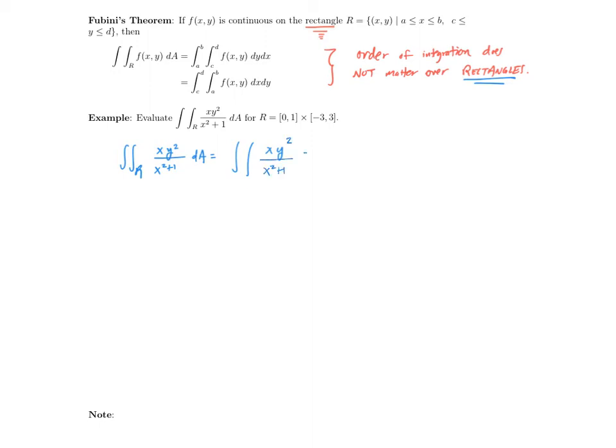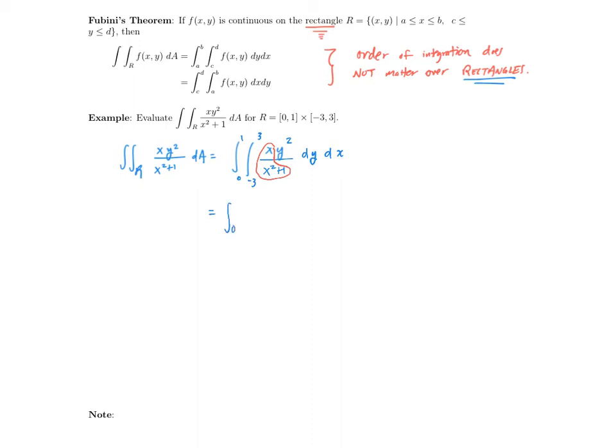And arguably in this case, I think it's probably equal difficulty. But one thing I would observe is that there's only a single y squared present, and with respect to y, we could really treat that x over x squared plus 1 as a constant. So it may be marginally simpler to first integrate with respect to y. And the y's are varying from minus 3 to 3, and the x's from 0 to 1. So let's go ahead and evaluate.